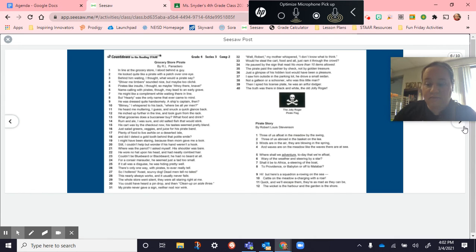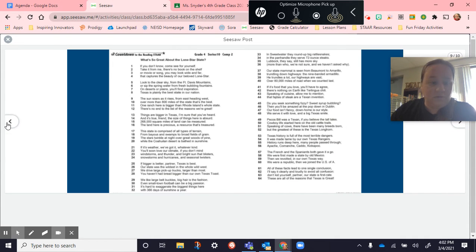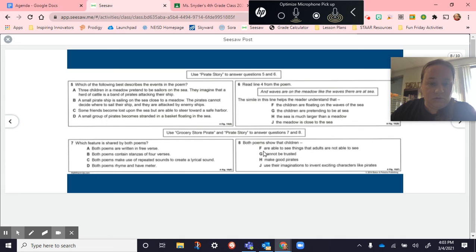So we read the first one together and we talked about it. And then the second one we broke into groups and students worked in their group to solve the other part. All right, and then all those all the way to 8 should be solved.